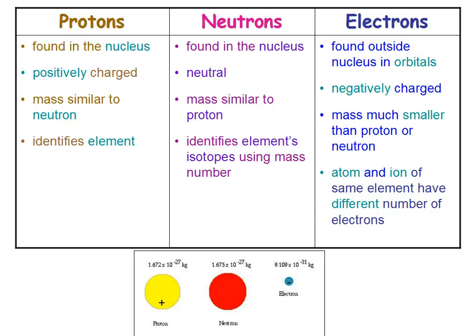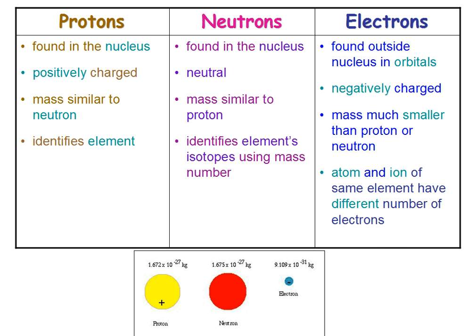The protons and neutrons have a lot in common in terms of their size and where they are found in the atom. They are both found in the nucleus, and they have comparable masses, as you can see in the picture at the bottom. You can also tell that they have differences in terms of their charges. The protons are positively charged while neutrons do not have a charge. They are considered electrically neutral.